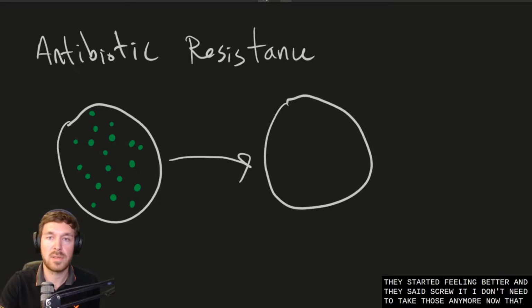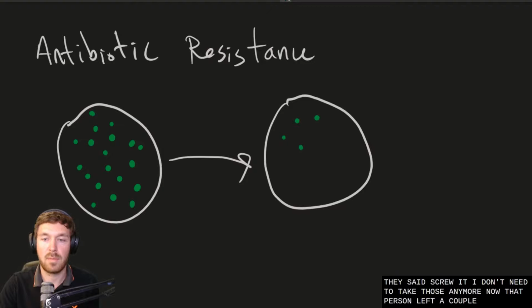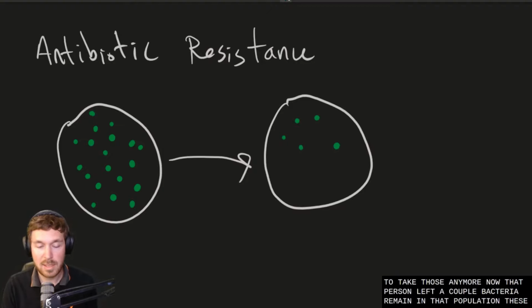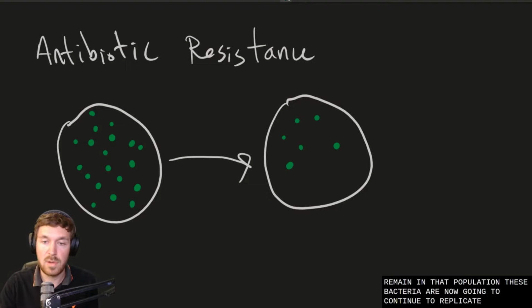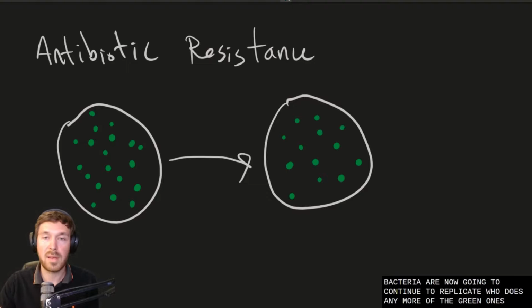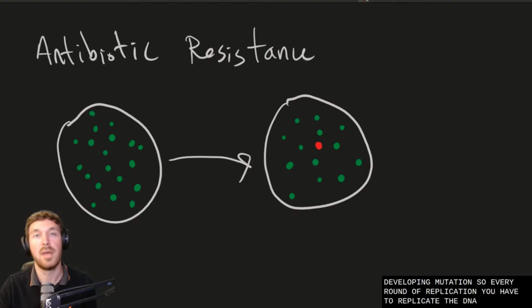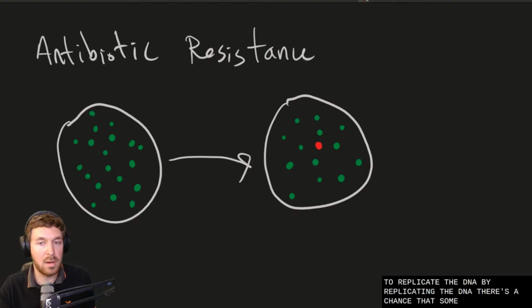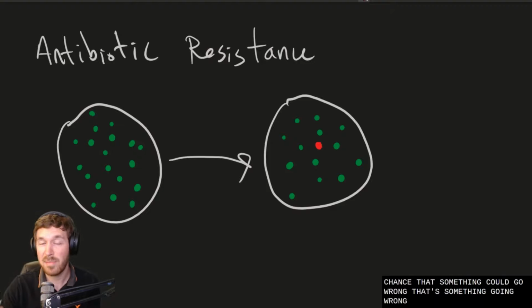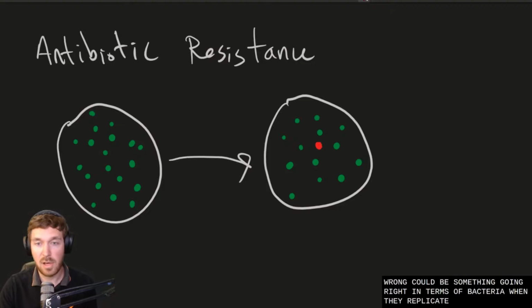Now, that person left a couple bacteria remaining in that population. These bacteria are now going to continue to replicate, producing more of the green ones. But what you do when you allow that replication to continue is that you increase the chances of one developing a mutation. Every round of replication, you have to replicate the DNA. By replicating the DNA, there's a chance that something could go wrong. That something going wrong could be something going right in terms of bacteria. And when they replicate so much and produce so many generations very, very quickly, you increase your chances of developing that resistance much faster.